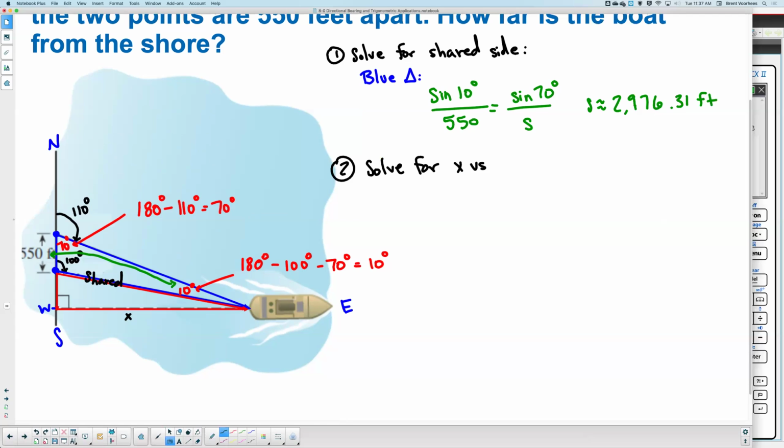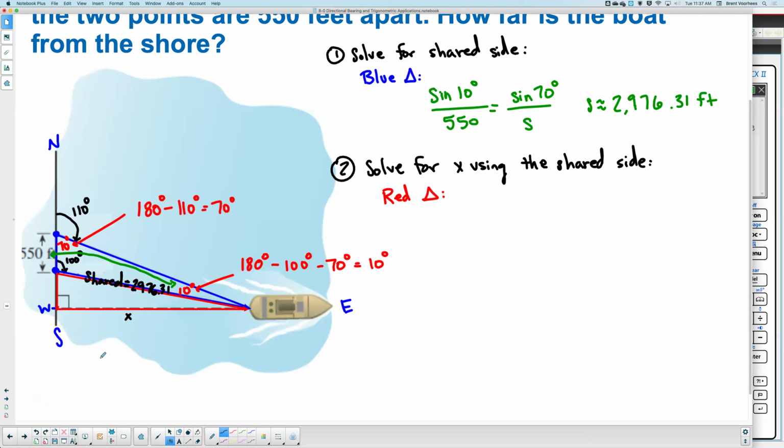Solve for x using the shared side. And this time I want to do a better job of using my calculator. So now we're transitioning into which triangle? Red. Now only use values from the red triangle. Don't use any values from the blue unless it's the shared side, which we just solved for: 2976.31. That's what we just got there.